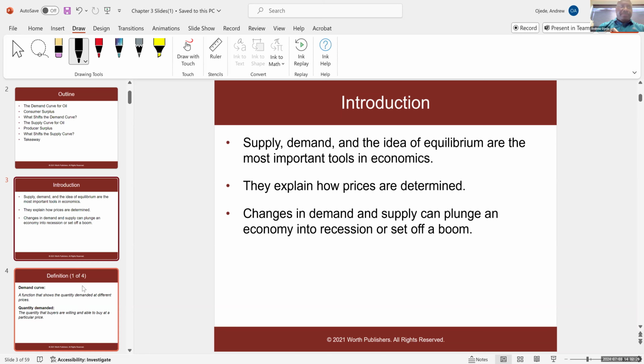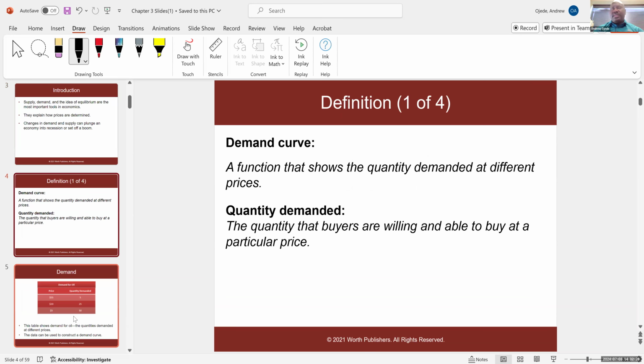Let's move on here. So I'm going to start with the demand curve. The demand curve is a function that shows the quantity demanded at different prices. The quantity that buyers are willing and able to buy at a particular price is what we call quantity demanded. Okay. So let's say I'm willing and able to buy 10 gallons of gasoline. That 10 gallons of gasoline represents the quantity demanded for that product. So quantity demanded is a quantity that buyers are willing and able to buy at a particular price.